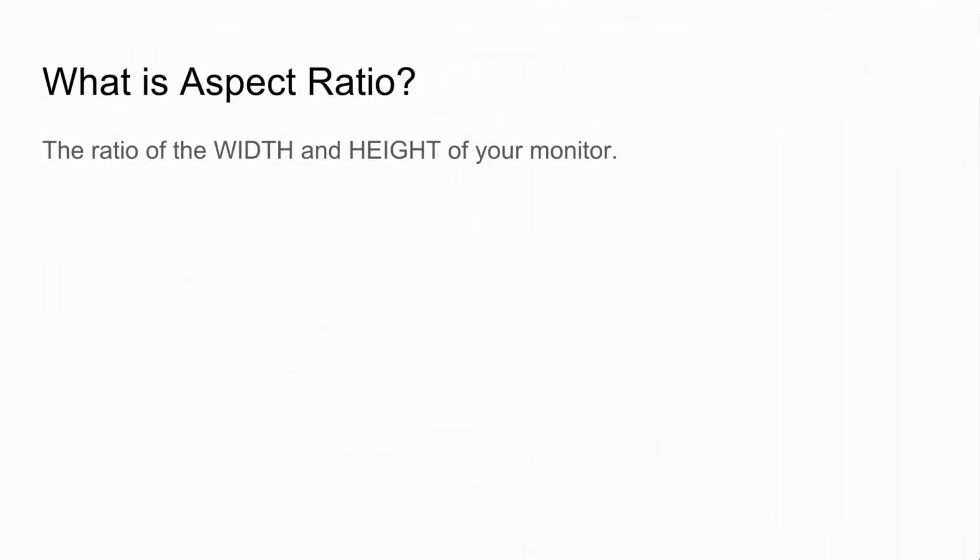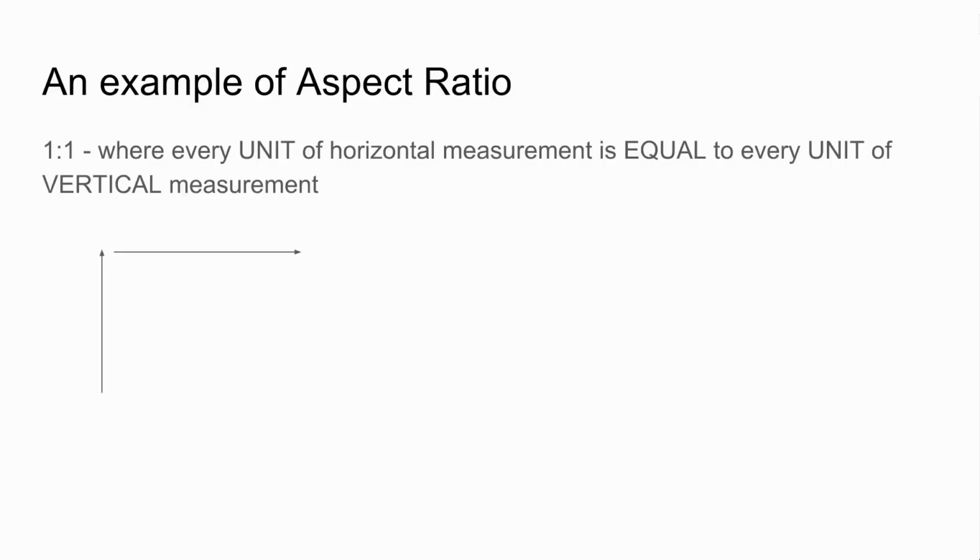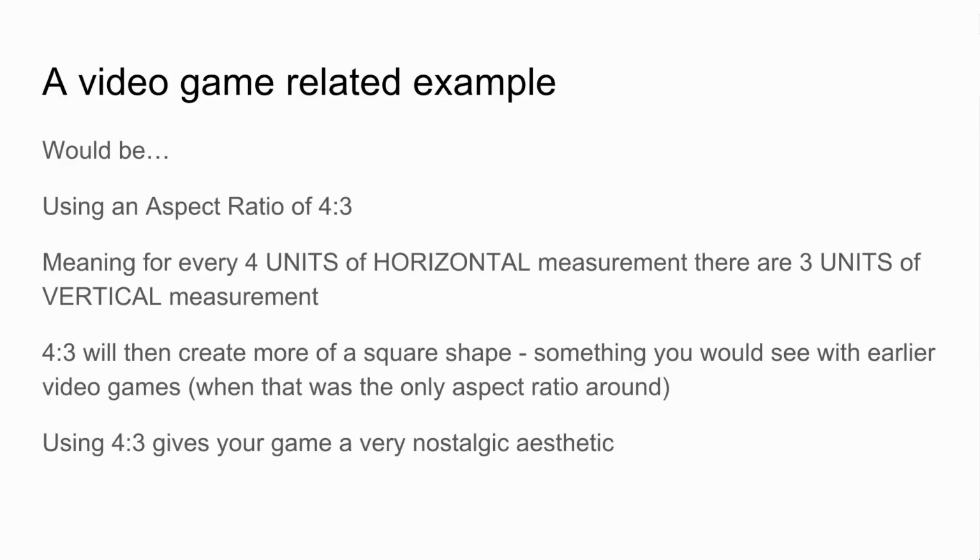Welcome. The first thing I want to talk about is aspect ratio. What is aspect ratio? Simply put, it's the ratio of the width and height of your monitor. An example of aspect ratio would be 1:1, where every unit of horizontal measurement is equal to every unit of vertical measurement. A video game related example would be using an aspect ratio of 4:3, meaning for every 4 units of horizontal measurement, there are 3 units of vertical measurement.